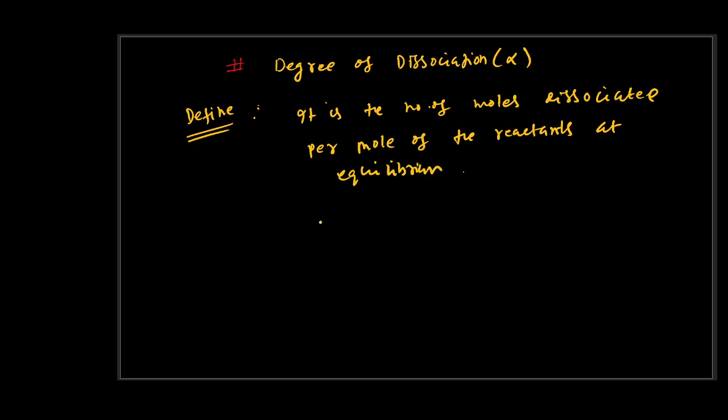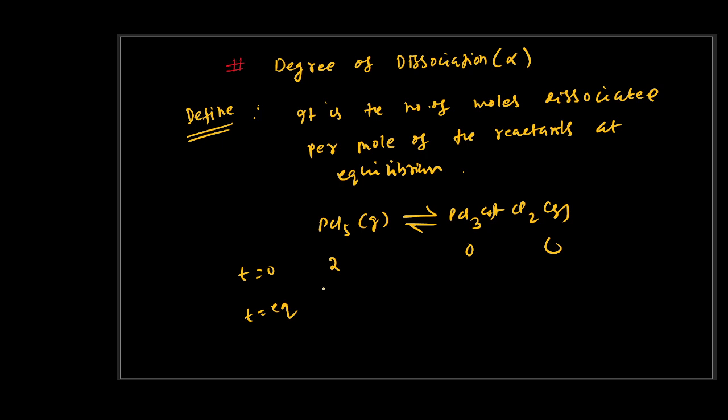Suppose I say PCl5 is going to give PCl3 plus Cl2. Suppose initially at T equal to 0, this is 2 moles. Now the products formed are 0, 0. At T equal to equilibrium, suppose 0.4 moles are dissociated. So 2 minus 0.4, divided by how many? 2 moles. So this is known as the degree of dissociation.